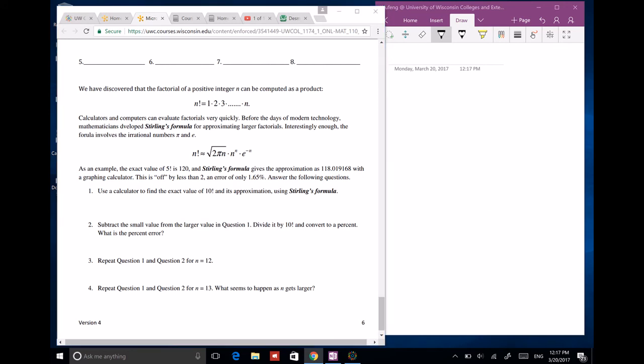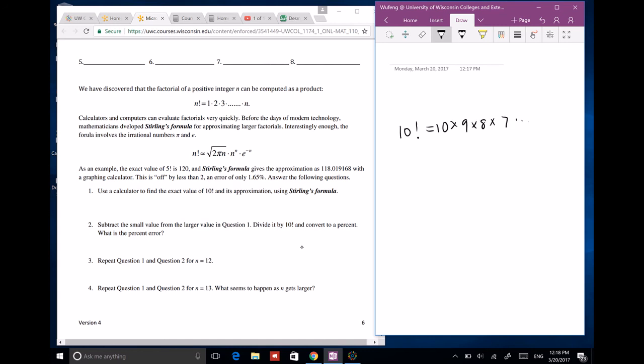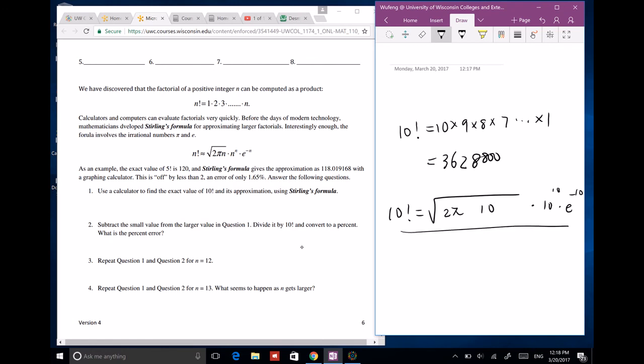So basically, you can do 10 factorial. You can use a calculator, equals 10 times 9 times 8 times 7 down to 1. A lot of calculators can directly do 10 factorial. So what is 10 factorial? Use a calculator, 3,628,800. Then plug into the formula: square root of 2 pi times 10 times 10 to the power 10 times e to negative 10. Okay, use the formula to find 10 factorial, and compare it.